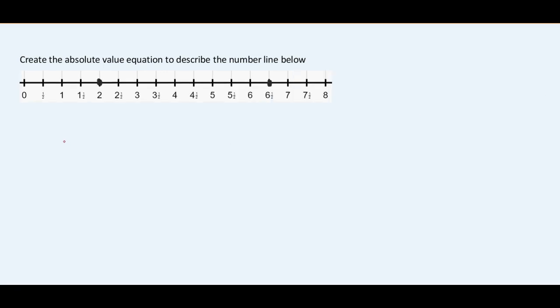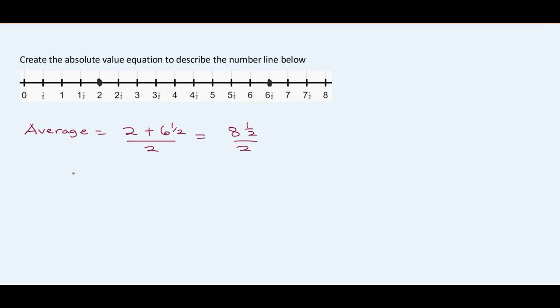Final example. Now we have fractions here, so our answers are going to be in fractions. So we're given 2 points, 2 and 6.5. So let's go for the average. The average is 2 plus 6.5 divided by 2, which is going to be 8.5 divided by 2.